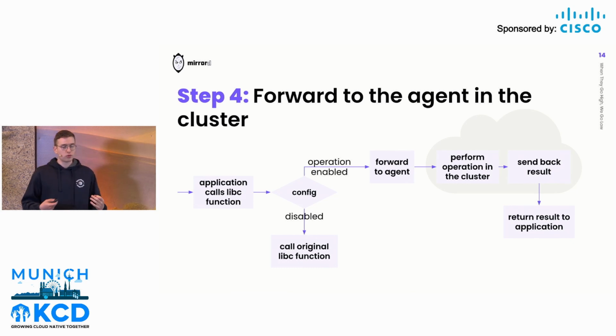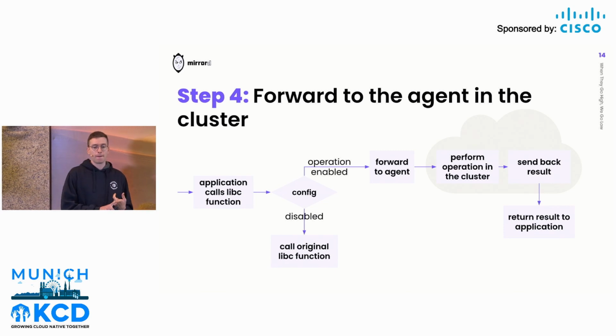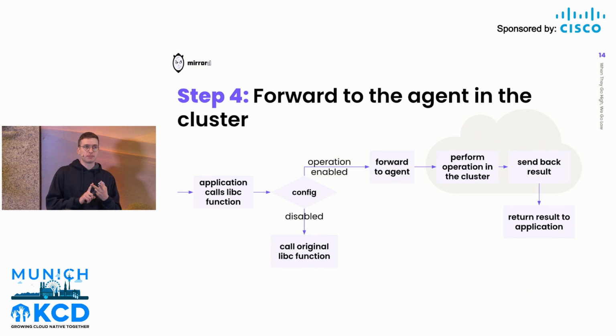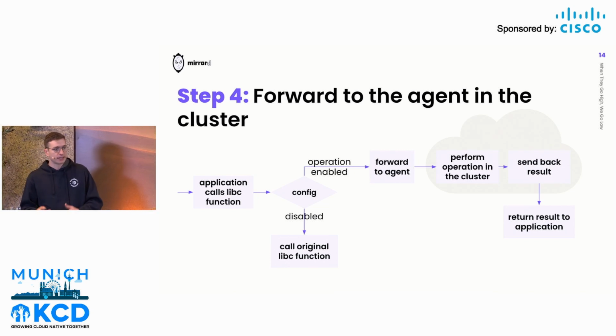OK, so the next question is, what do we do inside such a detour? And the answer is, first, we check the configuration or flags that the user provided mirrord. And then we decide if this specific operation, if this specific Libc call should happen normally, as if running without mirrord, or in the cloud. So everything can be fine-tuned. Users can choose to read some files locally and some files in the cluster, or read in the cluster and write locally, or whatever they want.